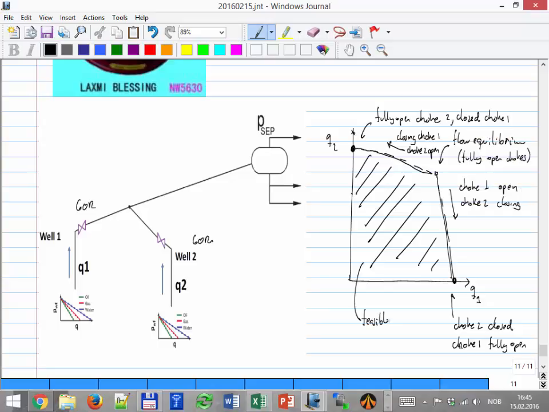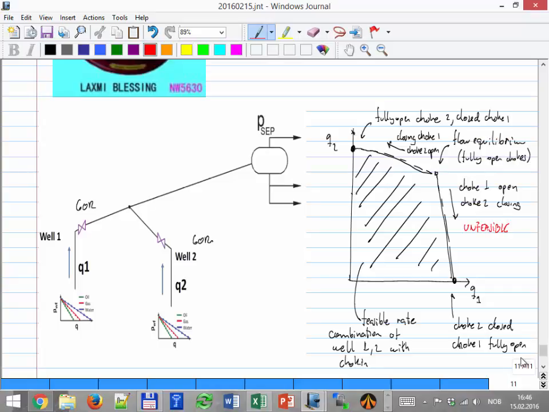Feasible rate combinations of wells 1 and 2 with choking. Everything outside of this area is not possible to get, no matter what, unless I change the production system, for example by adding boosting. But if I only have chokes, the area inside is feasible and the area outside is unfeasible.